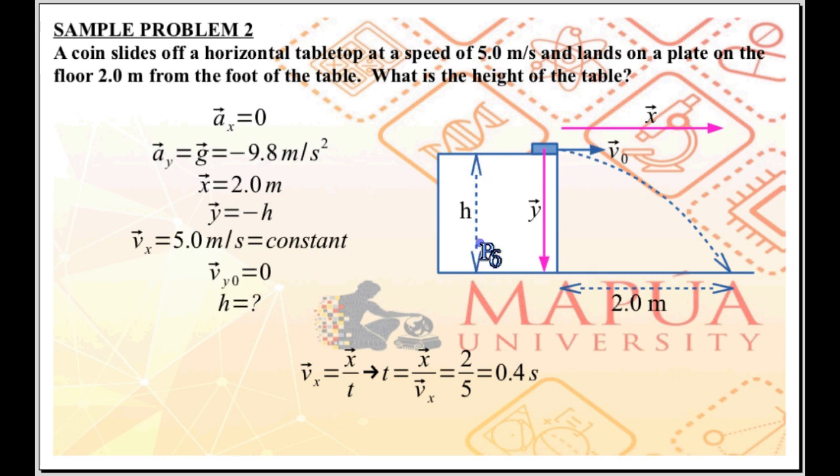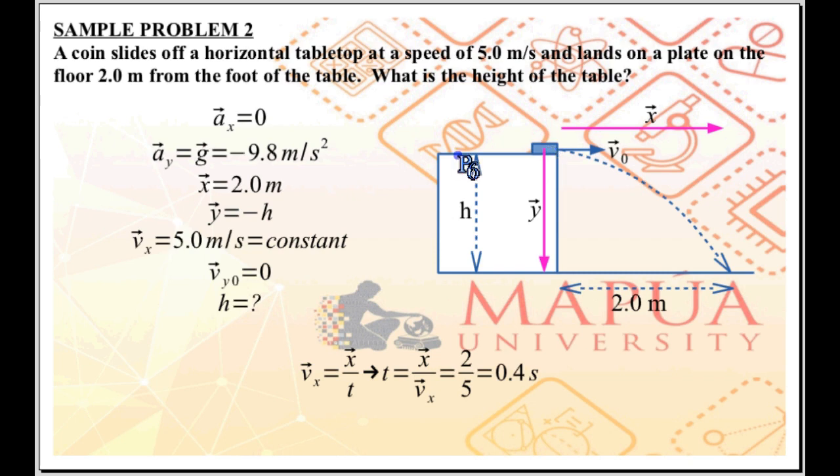Once again, we divide the variables into x and y components. Divide the motion of the projectile into x and y components. X component, uniform motion. Therefore, ax is equal to 0. Y component is free fall motion. Therefore, ay is equal to g is equal to negative 9.8 meters per second squared.